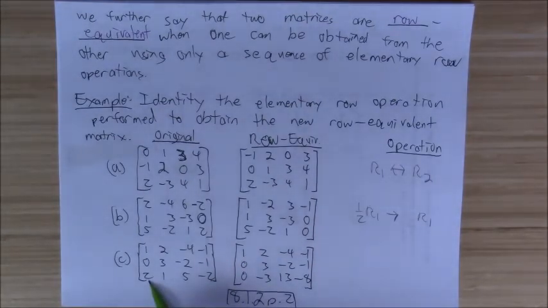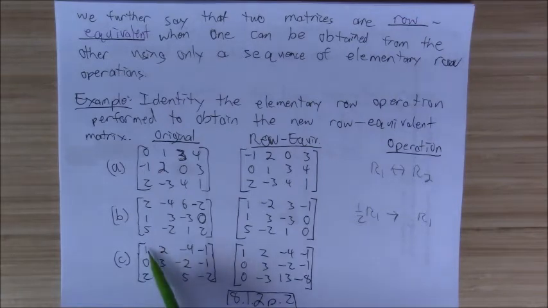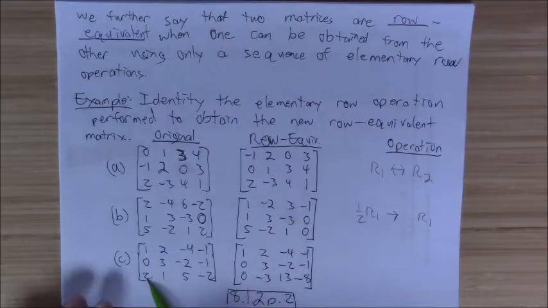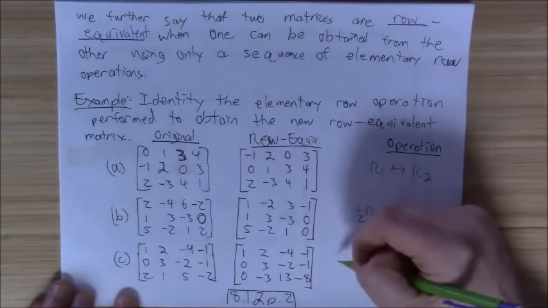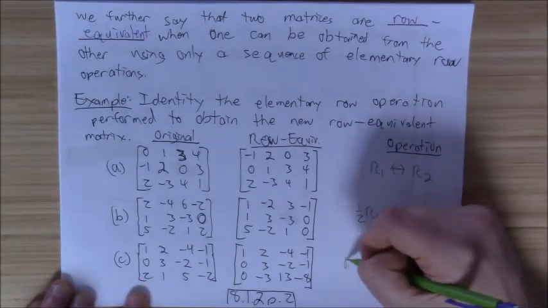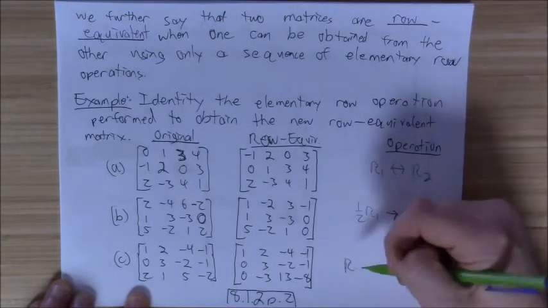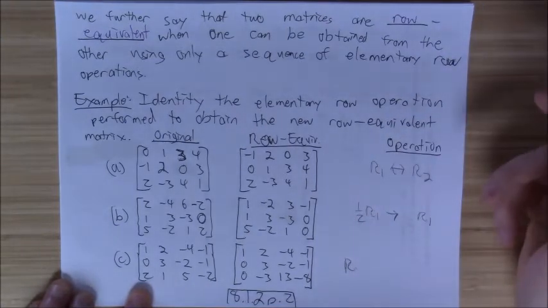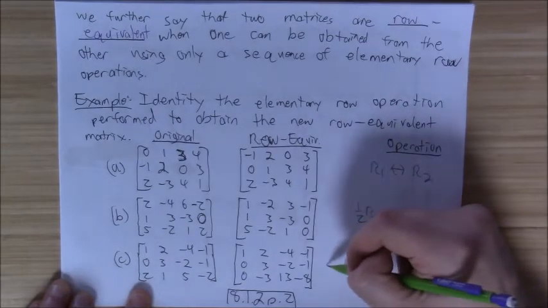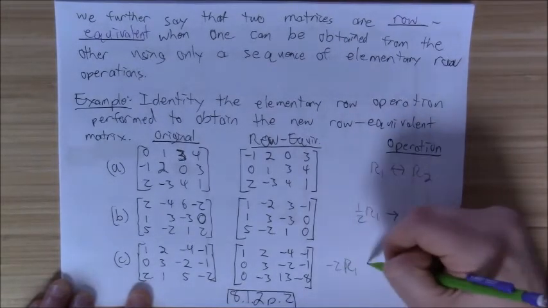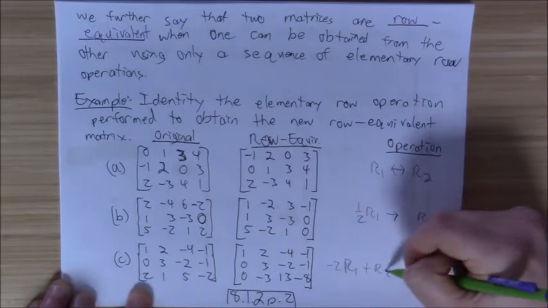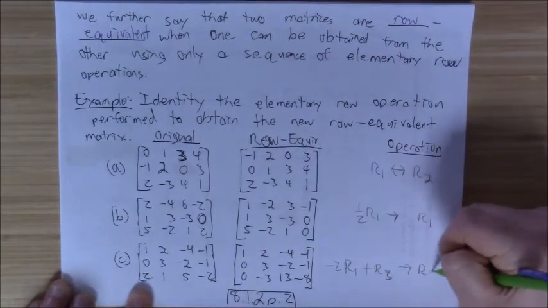Again, you should be thinking of Gaussian elimination here. To eliminate that, we would need to take negative 2 times the top row and add it to the bottom row to be able to get rid of that 2 there. Namely, it appears that we took negative 2 times R1 and added it to R3 to get a new R3.